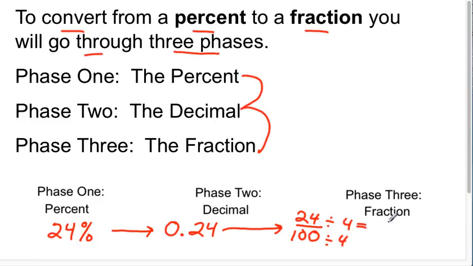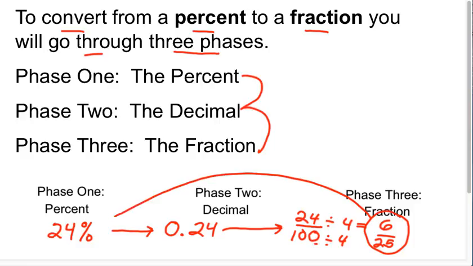And 24 divided by 4 is 6. 100 divided by 4 is 25. So what we have here is 6/25, because we've divided both of these by the greatest common factor of 4. 24 divided by 4 is 6. 100 divided by 4 is 25. So 6/25 is 24%.